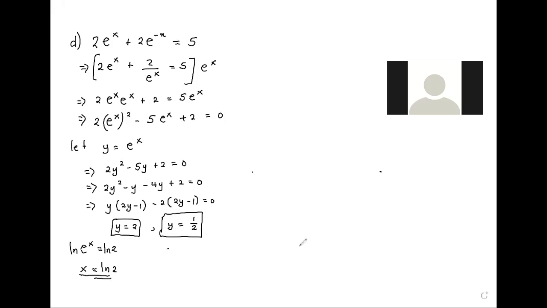Also, e^x is equal to half, giving us the natural log of e^x to be the natural log of 2 to the power -1. So x is negative natural log of 2. So these are the solutions.